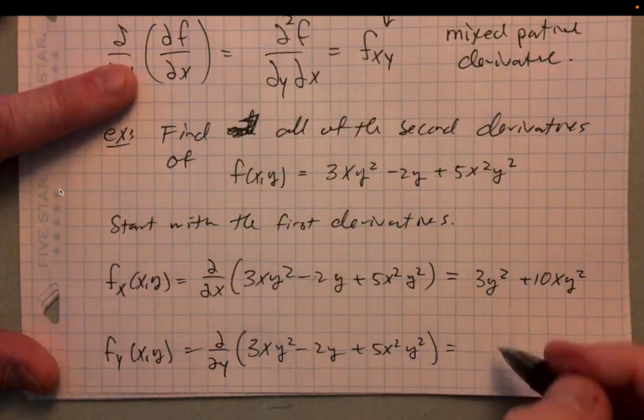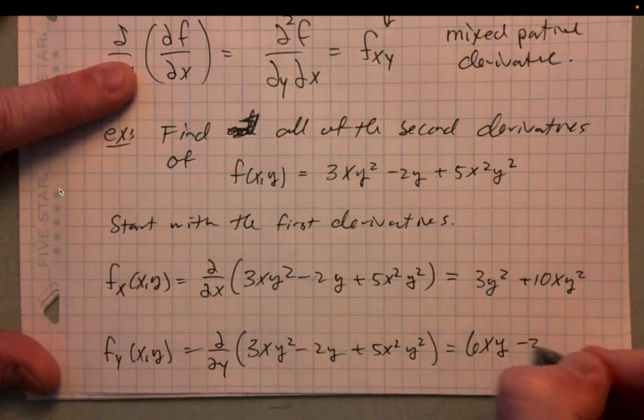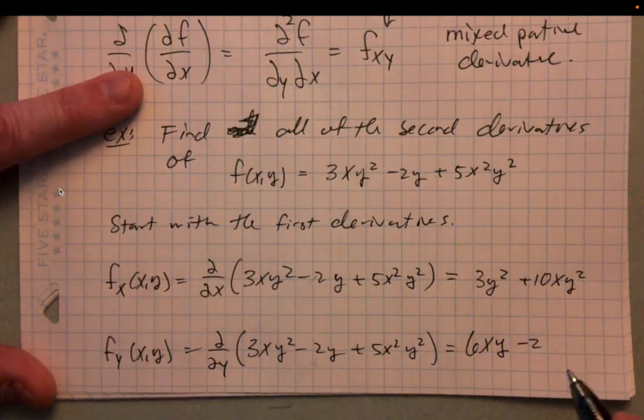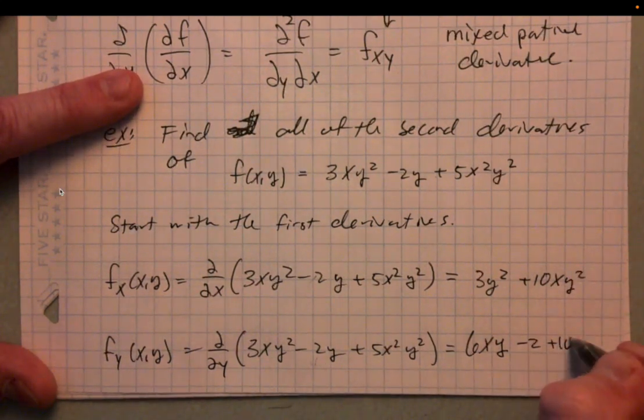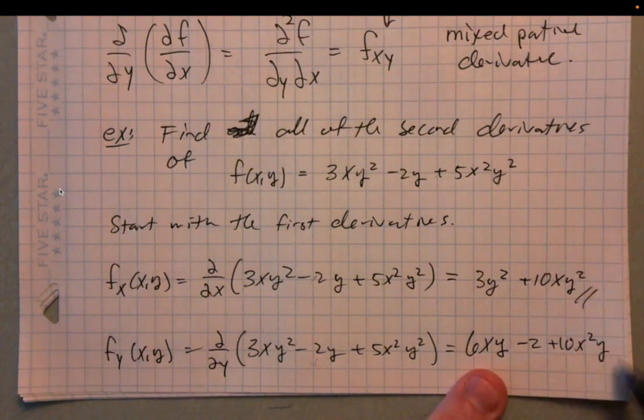Of course, the derivative is different. You get 6xy minus 2, that one, in this case, is not a constant, plus 10x squared y. Okay, so there are the first derivatives. These are the first derivatives.